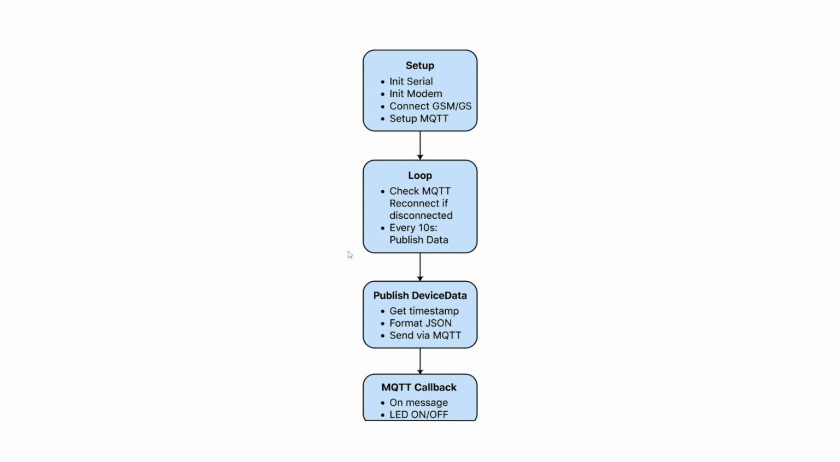Today we are going to do just like that. We set up our modem. In the loop we are checking whether our MQTT connection is okay or not, and we are publishing data every 10 seconds. We are publishing a timestamp. In the callback function you can send data or commands from the server to the devices. We are just turning the built-in LED of the ESP32 on and off.